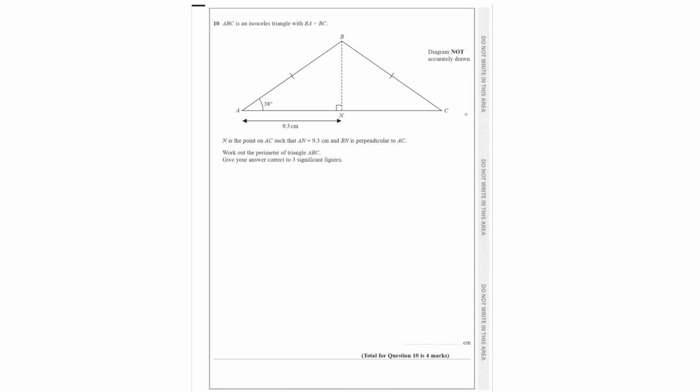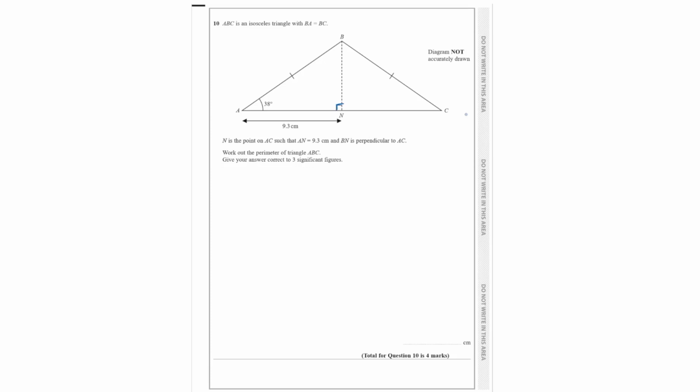ABC is an isosceles triangle with BA equal to BC. N is on the point of AC such that AN is 9.3 centimeters and BN is perpendicular to AC. This is a perfect 90 degrees. Work out the perimeter of the triangle ABC. Give your answer correct to three significant figures.